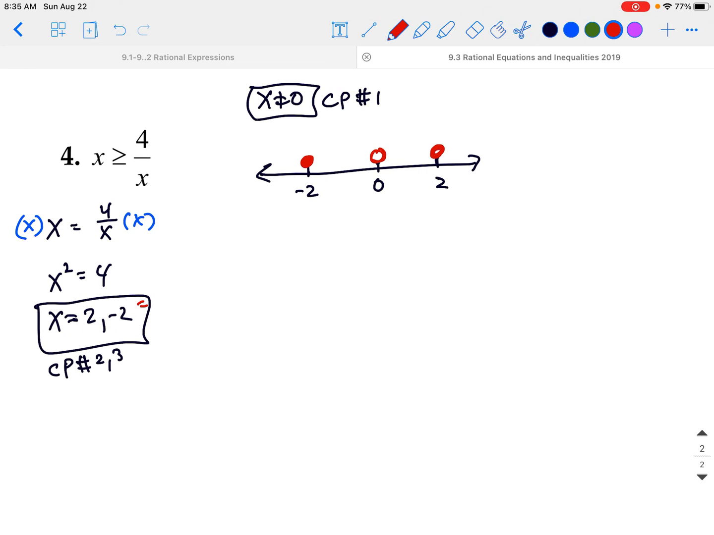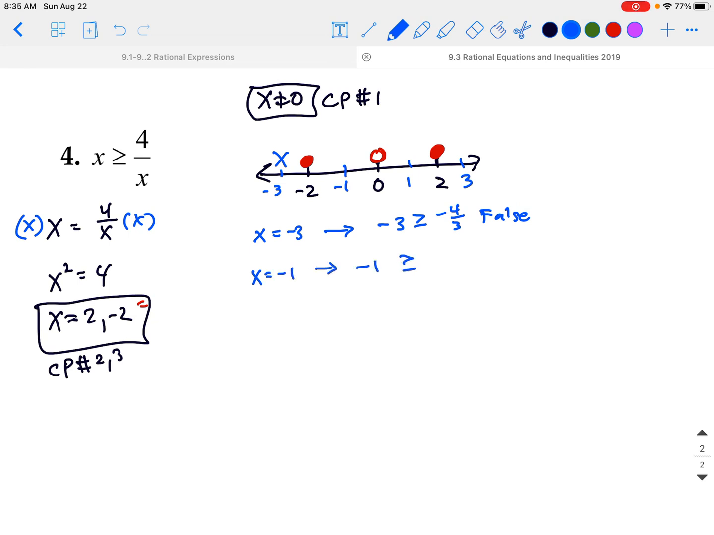So these are going to be closed here at the endpoints. So now the question is, what is happening on each interval in between? So we've got negative 3, negative 1, 1, and 3 that we can test. So x equals negative 3 is going to give us negative 3 greater than or equal to negative 4/3, but that is false. So there's no solution there.